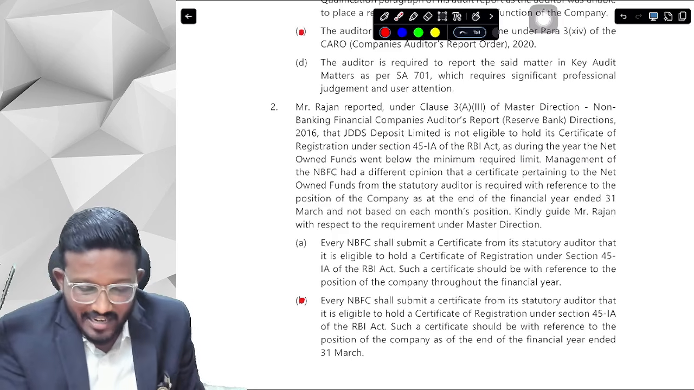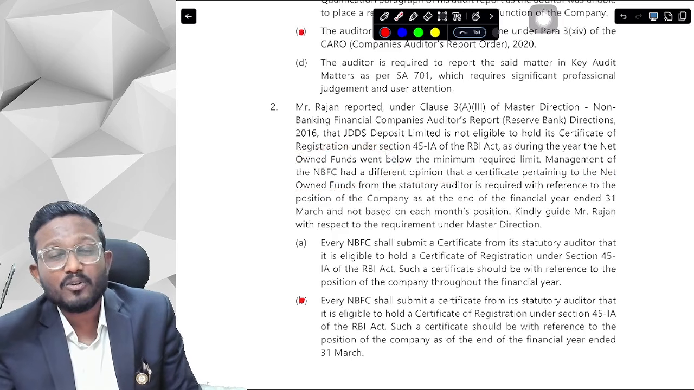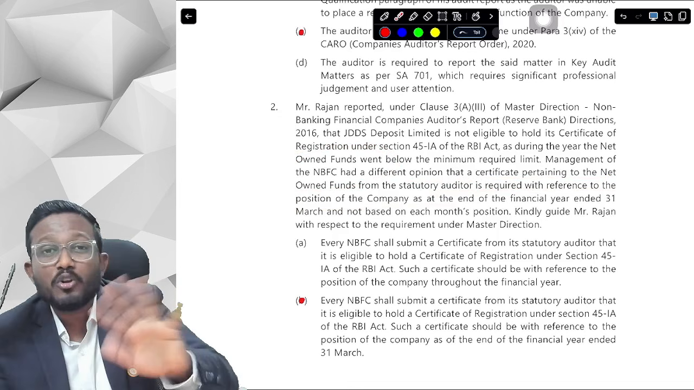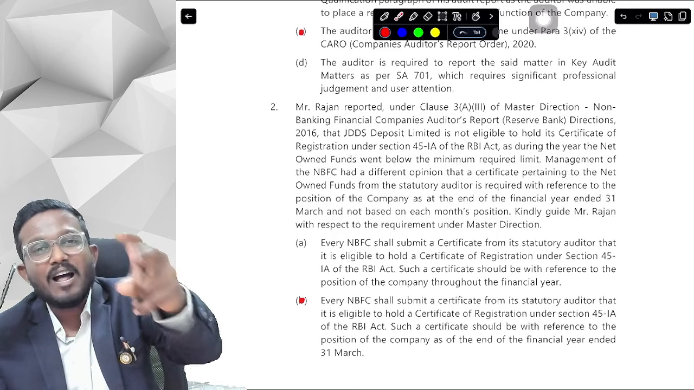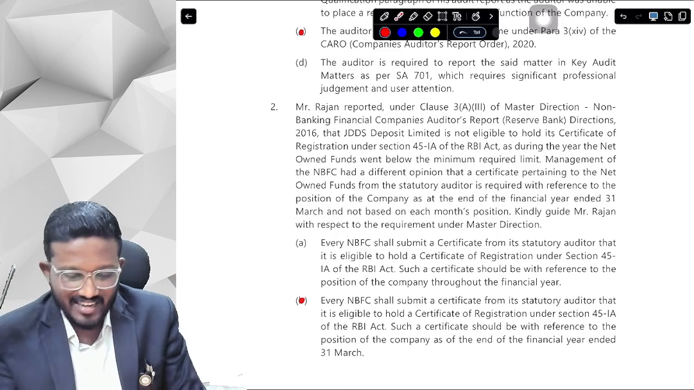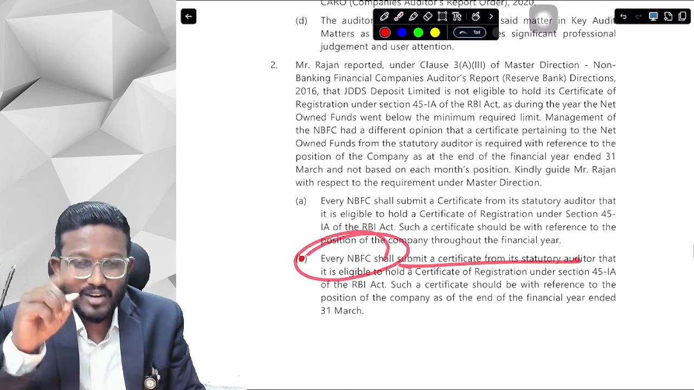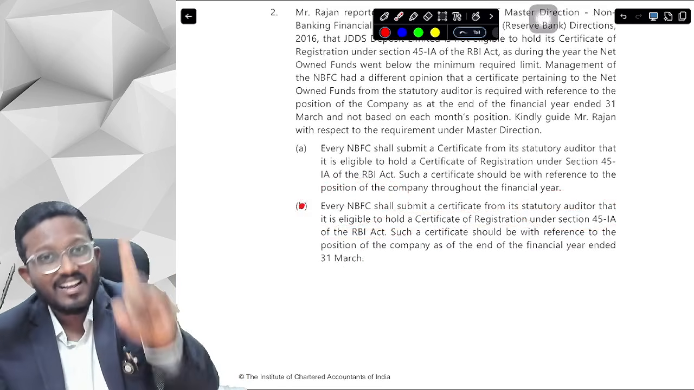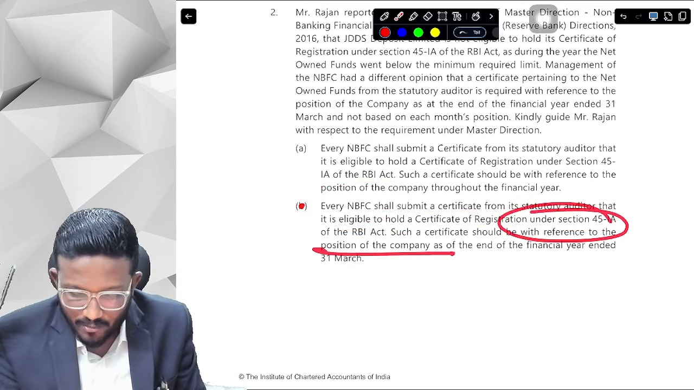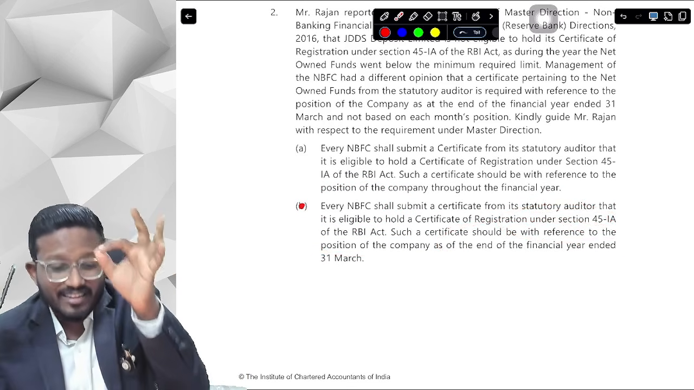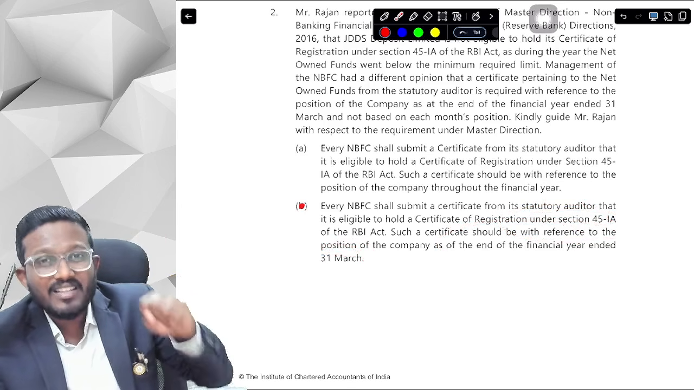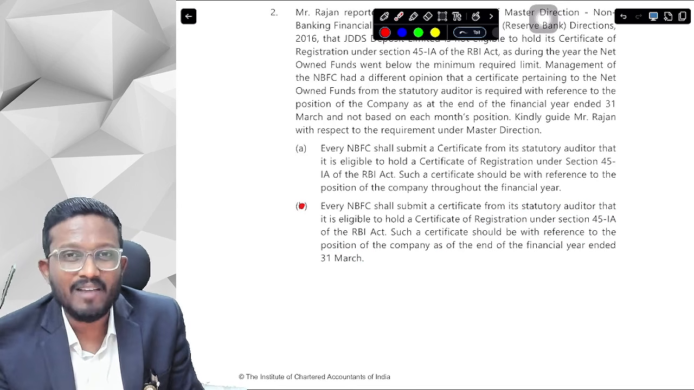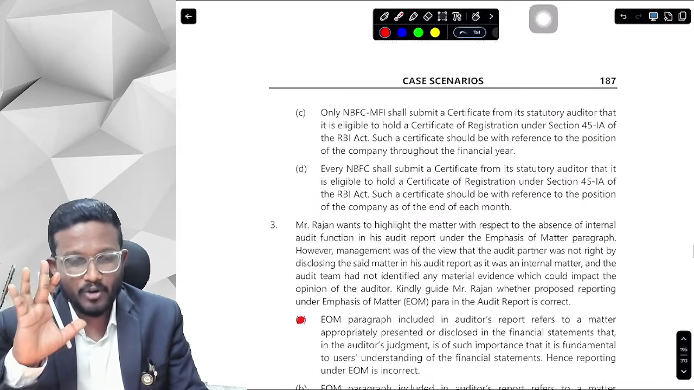But the management of that NBFC is saying that this certificate pertains to the net owned fund position as on the 31st March of the year, and it is not to be seen during the year. You will have to say who is right sir. Here management is right that every NBFC shall submit a certificate from the statutory auditor that they are eligible to hold a certificate of registration under 45-IA of the RBI Act, and this certificate shall be based on the financial position of the company as at the year ended 31st March. You don't have to check during the year whether they are complying with the net owned fund requirement or not. We will have to check on the 31st March whether they are complying with the NOF requirements or not. Okay, yes sir.